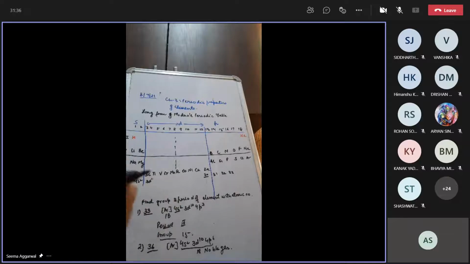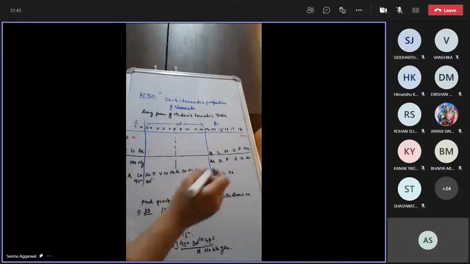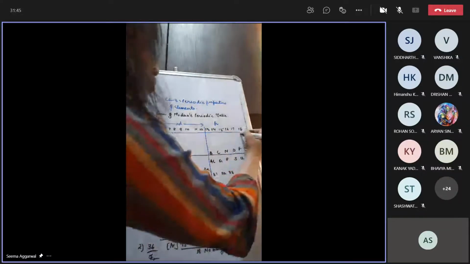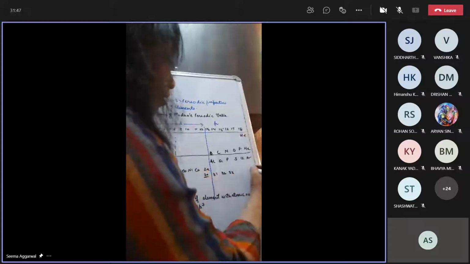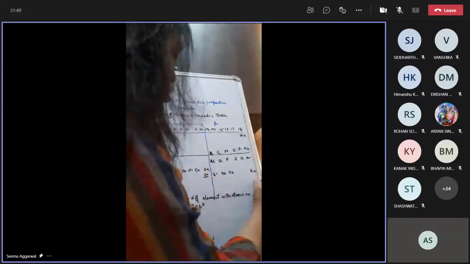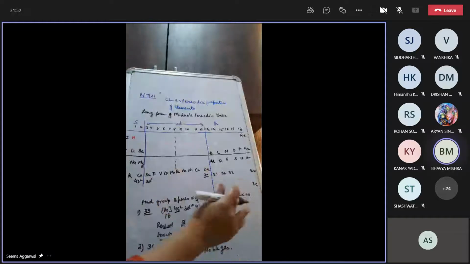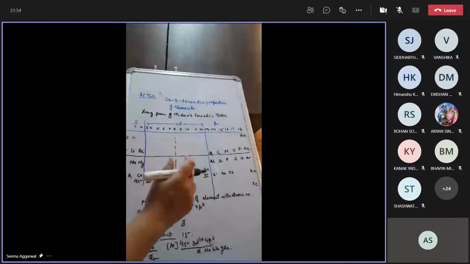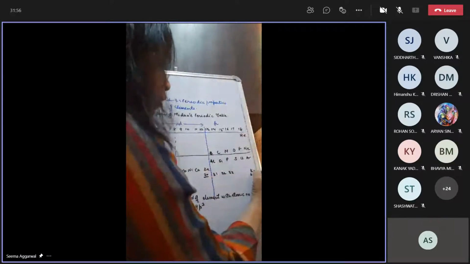So what is this noble gas called? Krypton. The noble gases are helium, neon, argon, krypton, and then xenon and radon. Radon I am not taking now. So this is krypton, atomic number 36.